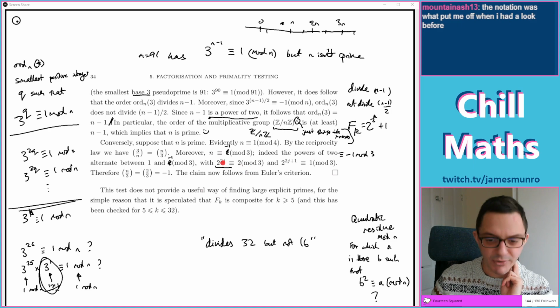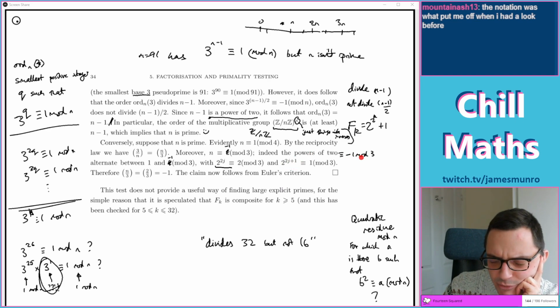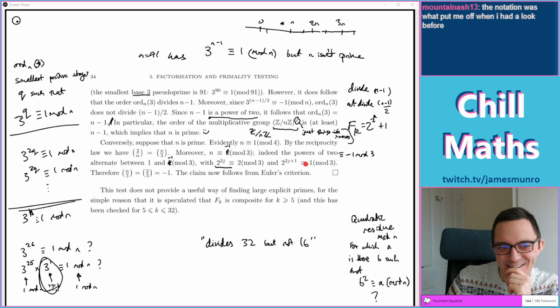Let me check some small numbers. I've confused myself about whether you want an odd power or an even power up here. 2 is minus 1 mod 3, right? Oh, it's right, and 2 is an odd power of 2. Yeah, are these the wrong way around? These ones are squares.